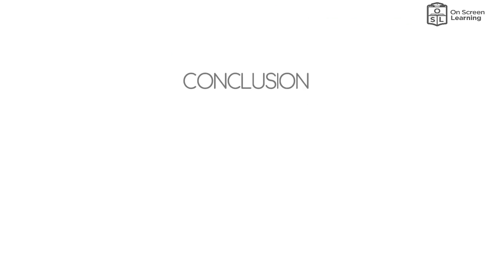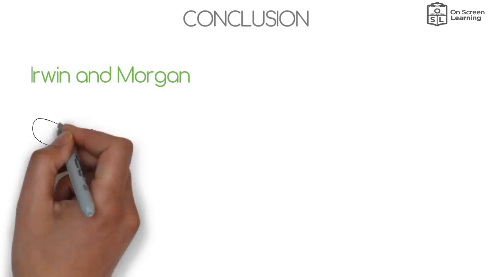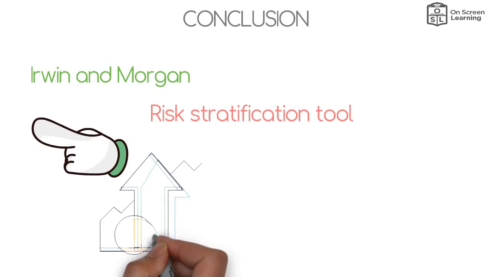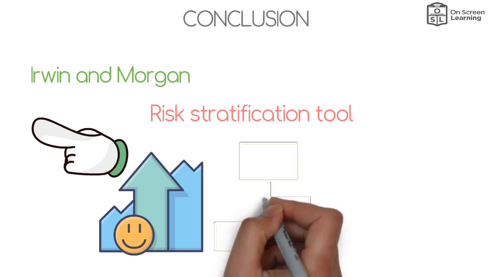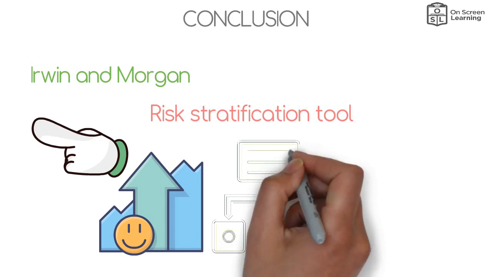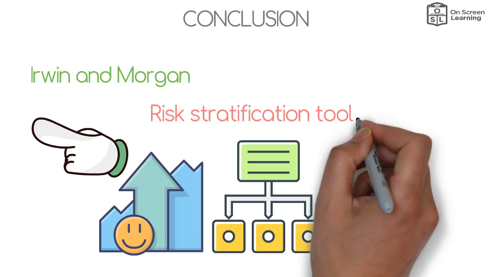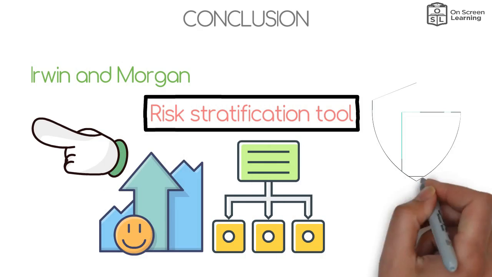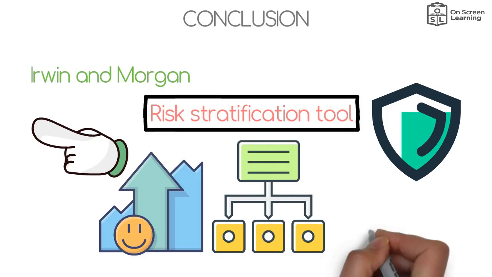Conclusion. Irwin and Morgan expect that the risk stratification tool will help increase the confidence of clinicians to refer their patients to exercise referral schemes. Also, an evidence-based risk stratification tool is likely to make referrals safer and more effective.